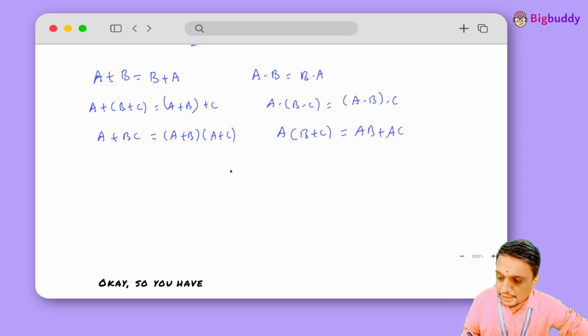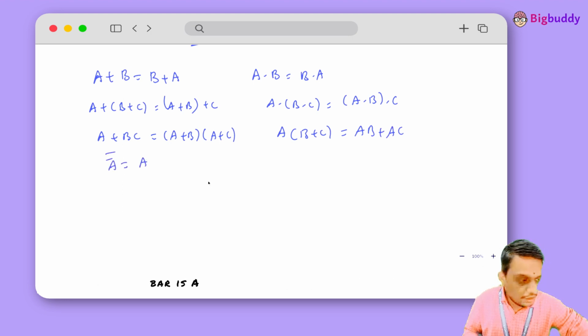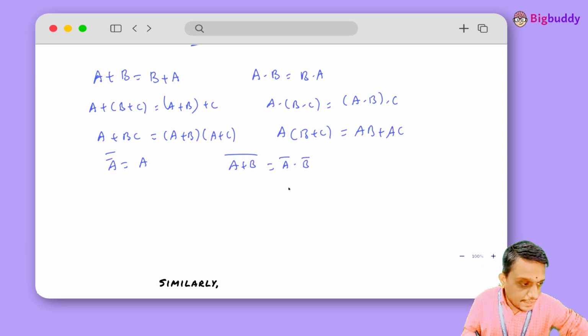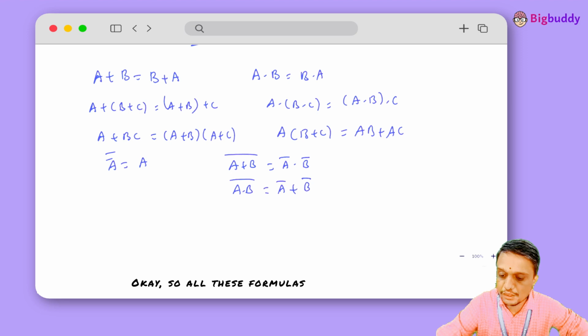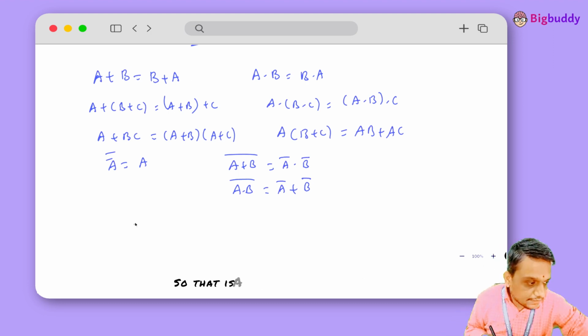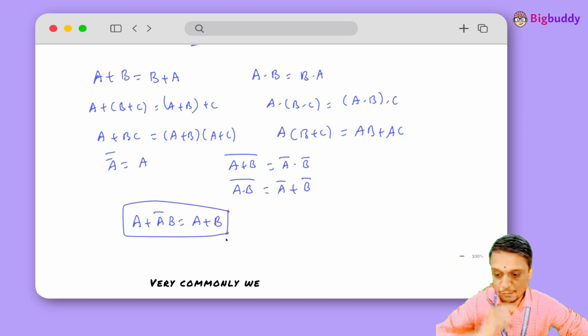Okay. So you have some more formulas like A double bar is A. And De Morgan's law, A plus B whole bar is equal to A bar into B bar. Similarly, A into B whole bar is equal to A bar plus B bar. So all these formulas do hold good. And there is one more important formula which I want you people to remember. So that is A plus A bar B is equal to A plus B. Very important formula. Very commonly we use this formula.